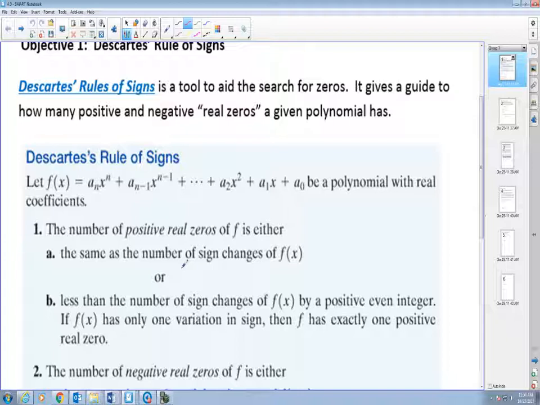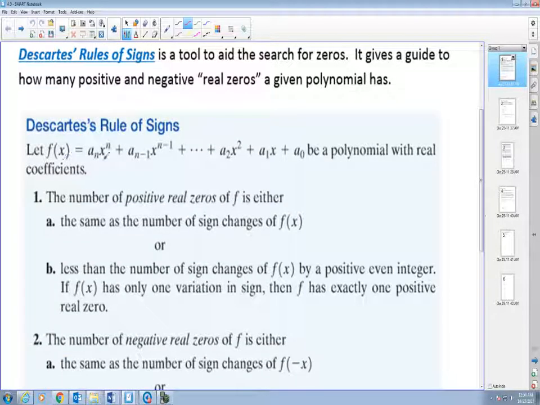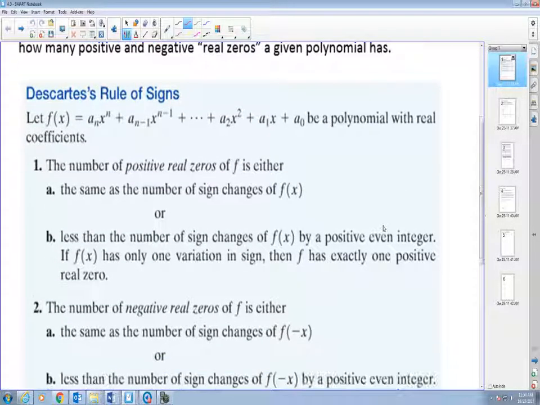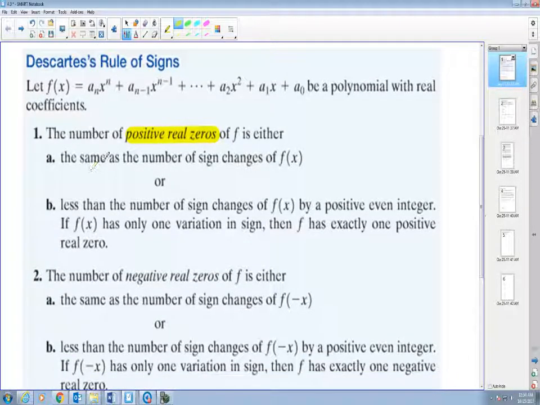can have. All right, so let my function f of x be my polynomial with real coefficients. The rule says the number of positive real zeros of my function is either going to be the same as the number of sign changes of my function, or it's going to be less than the number of sign changes of my function by a positive even integer.